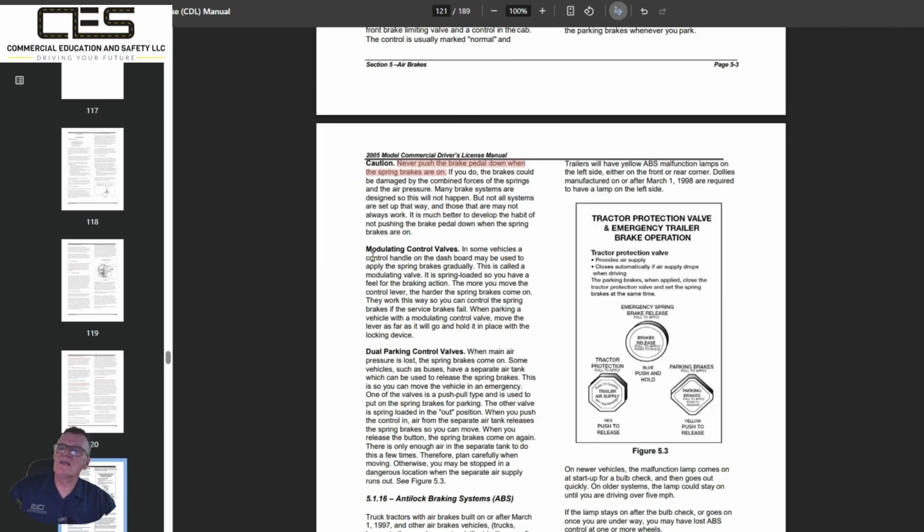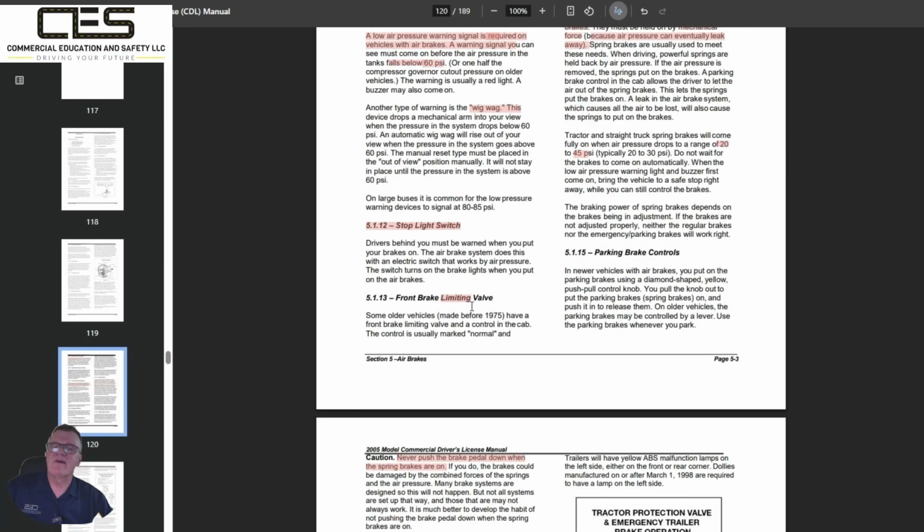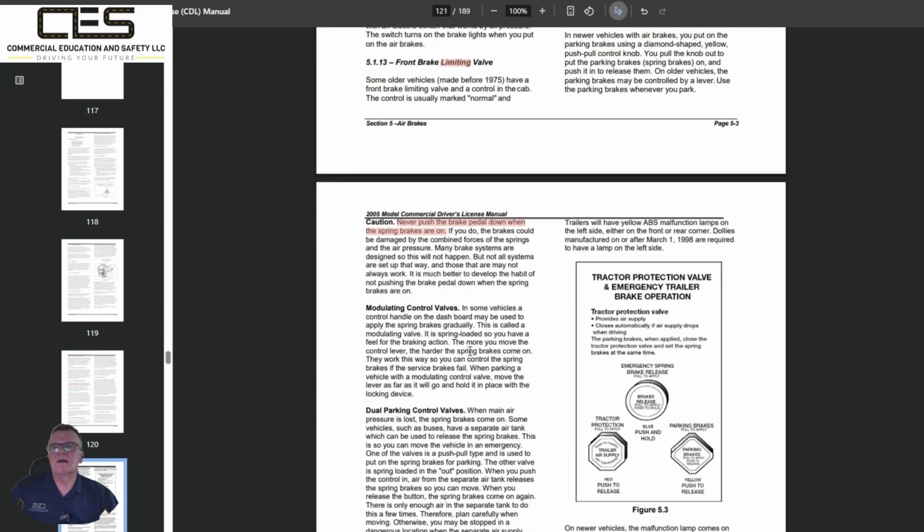Modulating control valve. So this modulating control valve, we talked about the limiting valve. The limiting valve limits how much air pressure is sent to your front brakes on older vehicles, right? Normal and slippery. Limits how much air. Modulating control valves, and again, not something you'll ever see, I don't believe. If you do, you'll just have to let me know because I've never seen one. In some vehicles, a control handle on the dashboard may be used to apply the spring brakes gradually. So where the limiting valve controls air, modulating controls springs. Limiting air, modulating spring. Keep those things in mind, they go together, right?